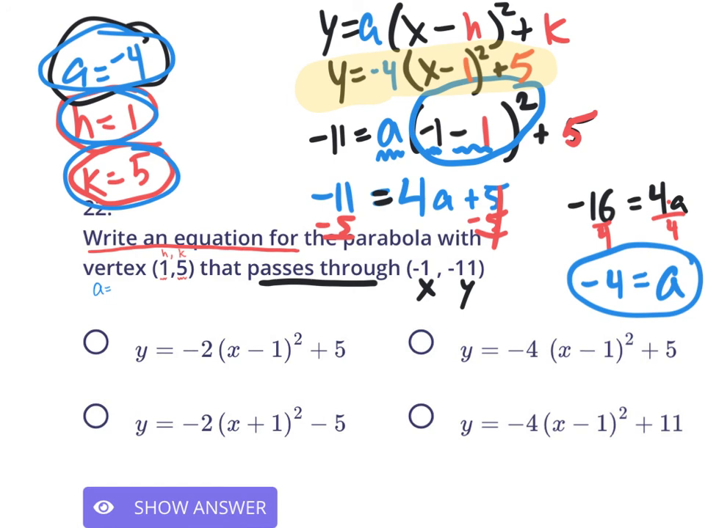Which correct multiple choice option is that? Well, the -4 is right there, the 1 for h is right there, and the +5 for k is right there. So this is my correct answer.